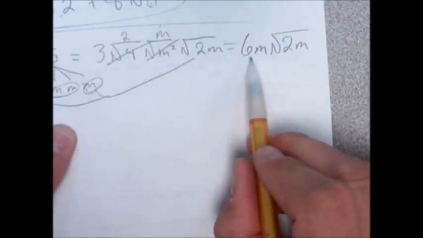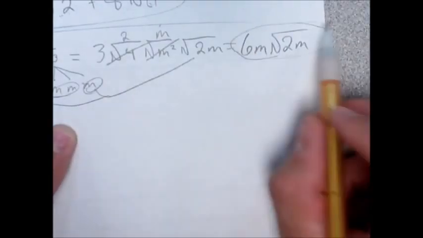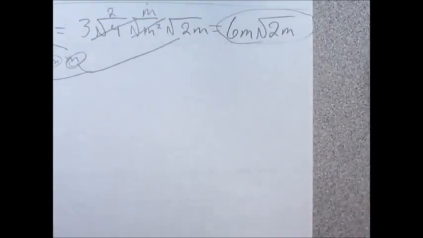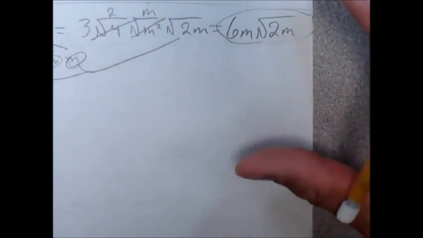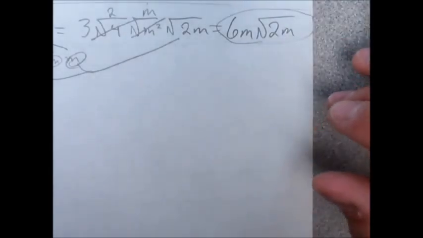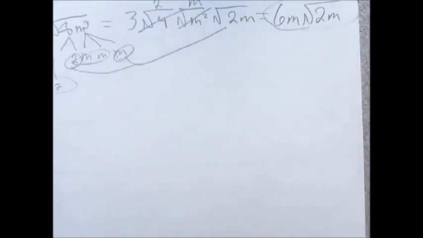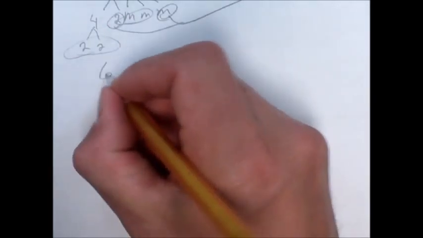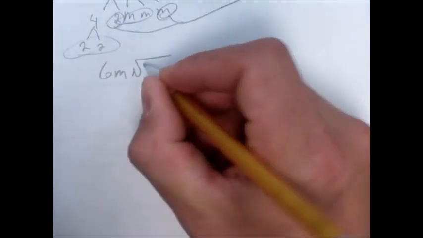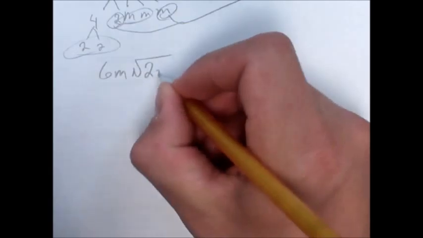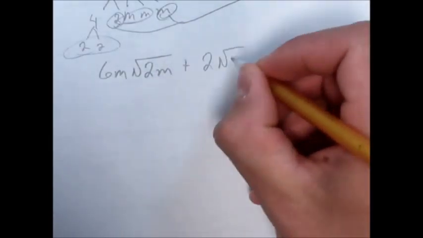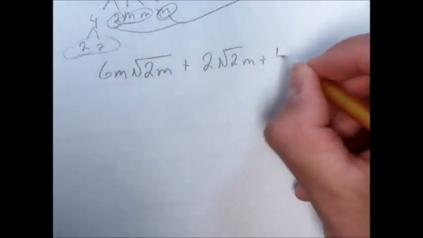So that's my simplified version of this. As you do these more, you will realize these get a lot faster and a lot easier. That was only the first term. I'm going to do the next ones a little bit faster because they're already in this square root of 2m phase. So 3 square roots of 8m reduced down to 6m square roots of 2m, plus the 2 square roots of 2m plus 4 square roots of 2m.